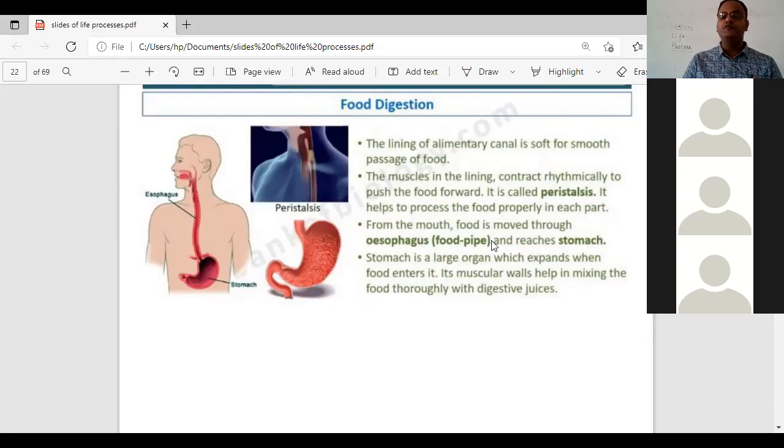From the mouth, the food is moved through the food pipe or esophagus and reaches the stomach, which is a large organ that expands when the food enters. Its muscular wall helps in mixing the food thoroughly with the digestive enzyme. The digestion of the food in the stomach is our next topic of discussion, but this is the peristalsis. Students, regarding the esophagus spelling, somewhere you will find it as ESO and somewhere as OESO. Both are correct, so don't get confused. Both spellings are correct, and this is called peristalsis or peristaltic movement.